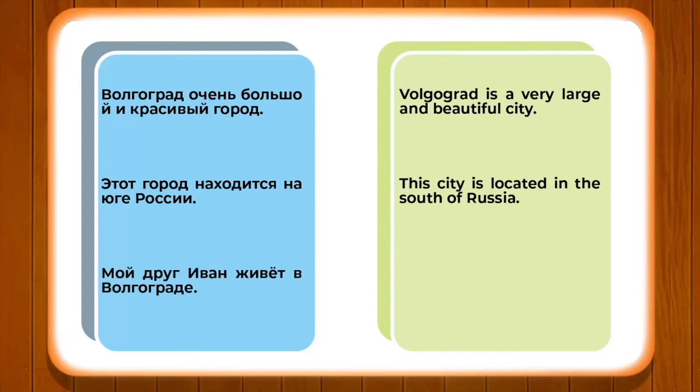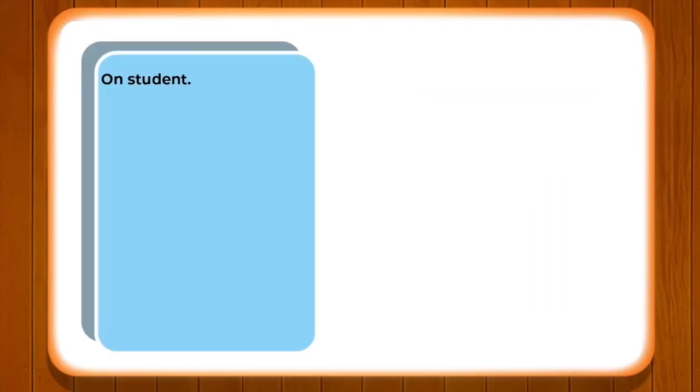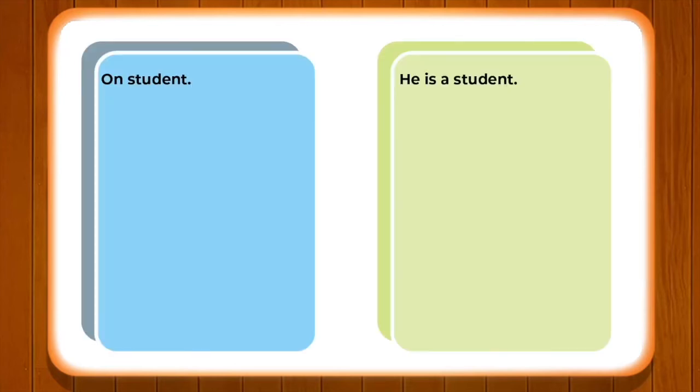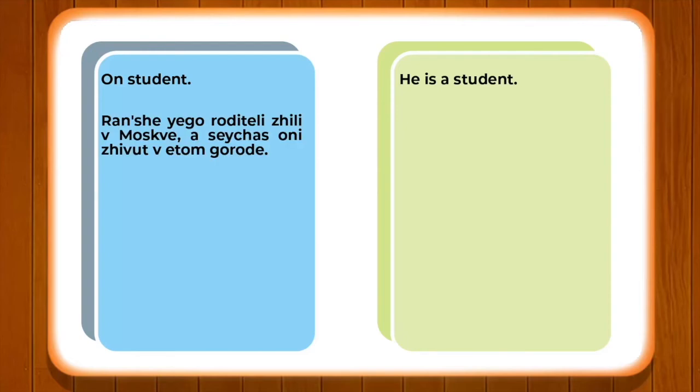Мой друг Иван живет в Волгограде. Мой друг живет где? Мой друг живет в Волгограде. Кто живет в Волгограде? Мой друг живет в Волгограде. Или Иван живет в Волгограде. Then он студент. Кто он? Он студент. Раньше его родители жили в Москве. Где жили родители?